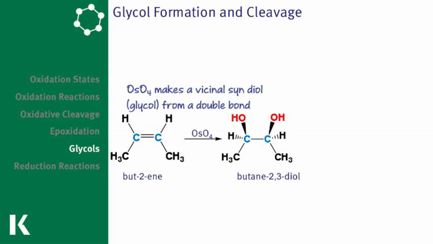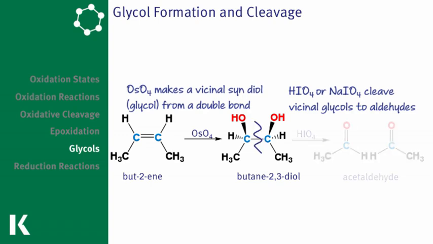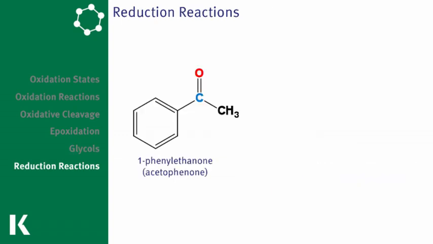Now, if you wanted to cleave the remaining carbon-carbon sigma bond, you can imagine that treating the glycol with another oxidizing agent would not just yield two alcohols. As we'll see here, subjecting the glycol to periodic acid or sodium periodate cleaves the carbon-carbon single bond to yield a pair of aldehydes. So that was a lot on oxidation reactions.